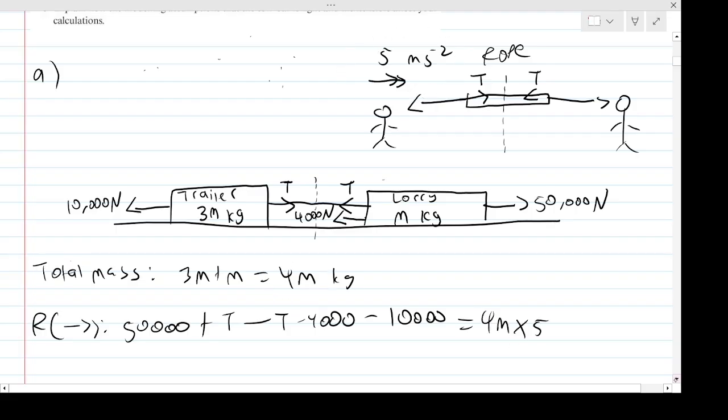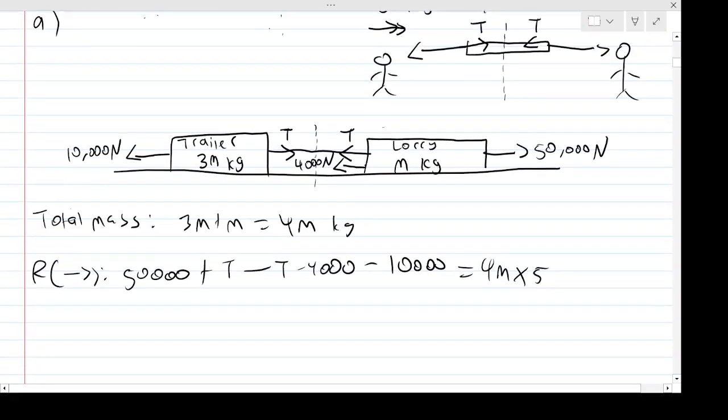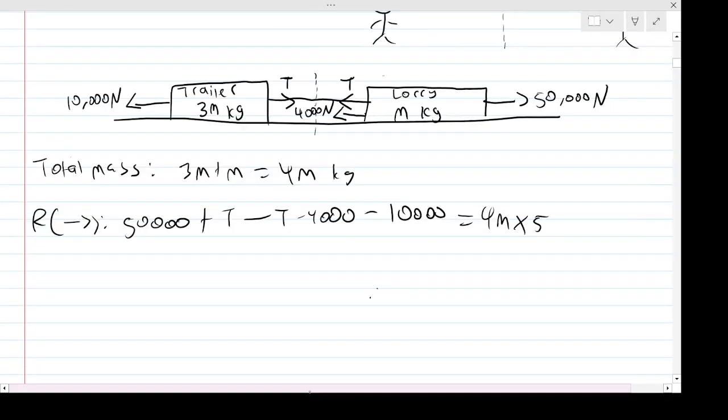And there we are. So at that point we get this equation here. Okay, and if I simplify this equation, well, if I do 50,000, take away 4,000, take away 10,000, I get 36,000. Then we have plus T, take away T. Well, they cancel each other out. The tensions here cancel. So then I just get 36,000 is 20M.